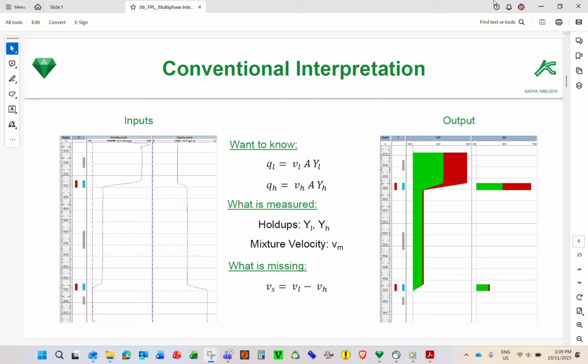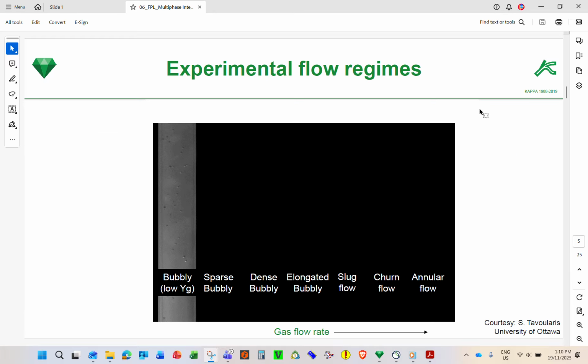Okay, so we get there, we have hold up, we're missing PS, slippage between life and education. Okay, let's see on flow regimes. Yeah, we have several different flow regimes. On the X is the increasing flow rate to the right, and we'll see some of the different flow regimes.